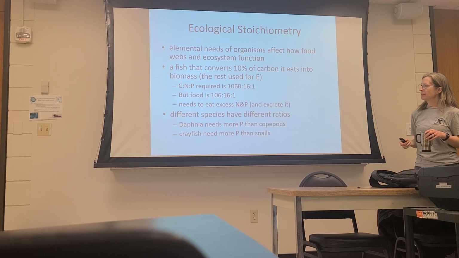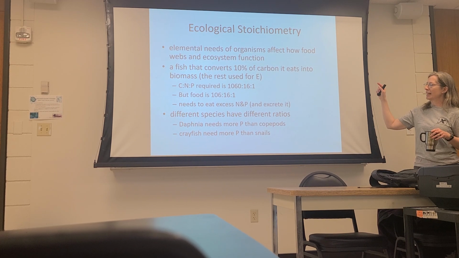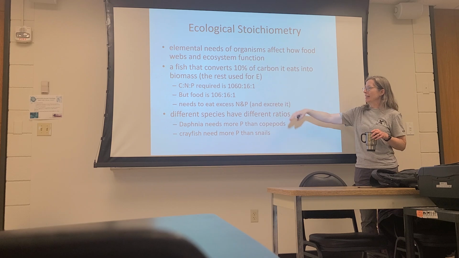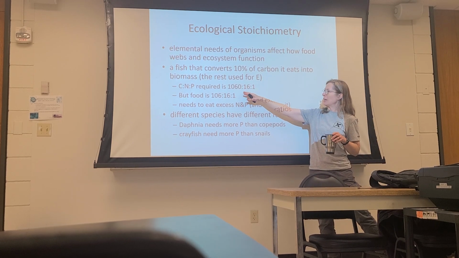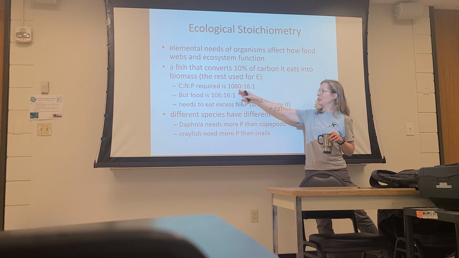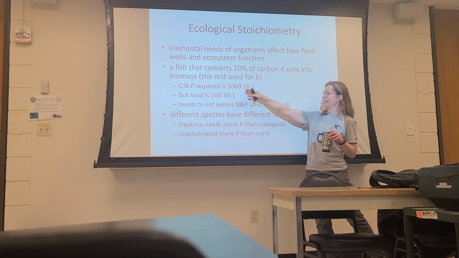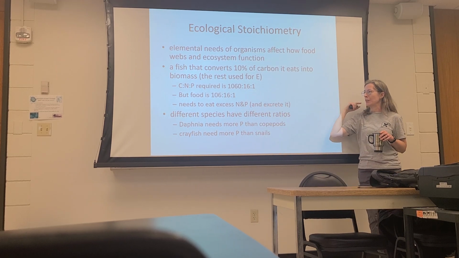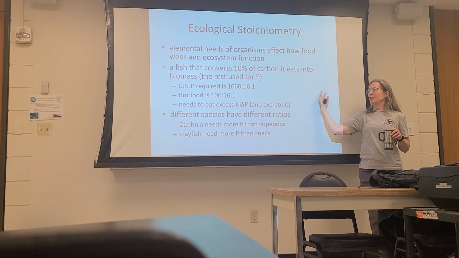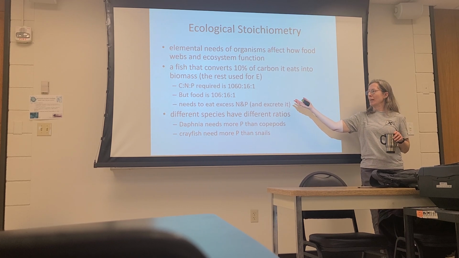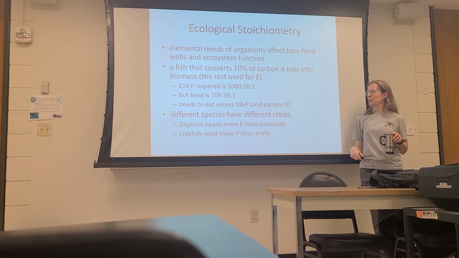For example, if a fish converts 10% of the carbon that it eats into biomass, and the rest is used for, that E means energy, so the rest is used for just surviving life as a fish, or maintaining life as a fish. And so the required elements that it needs might be 106 carbons to 16 nitrogen atoms to 1 phosphorus atom. But then the food it eats is around 106 to 16 to 1.